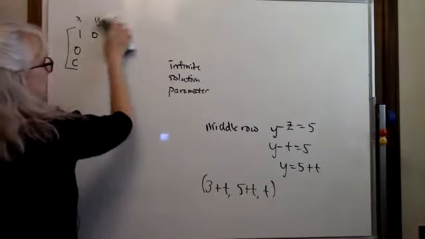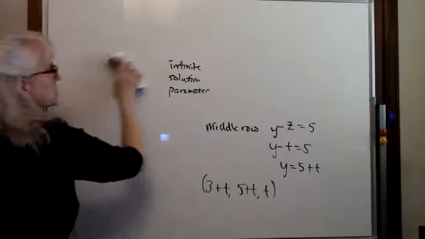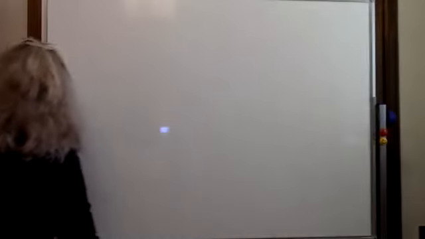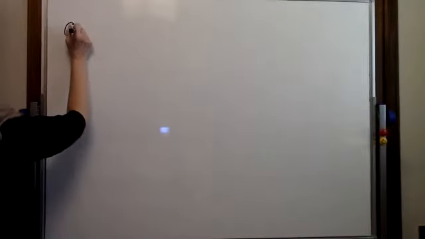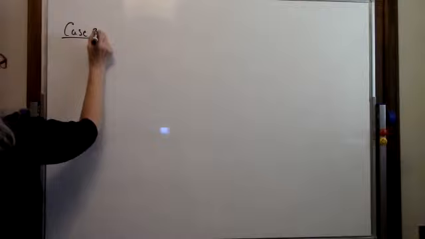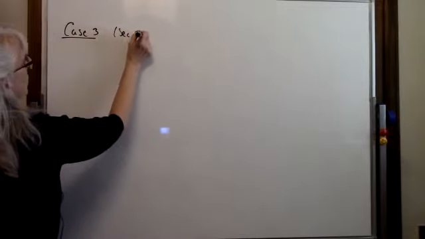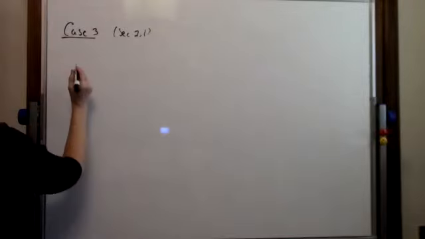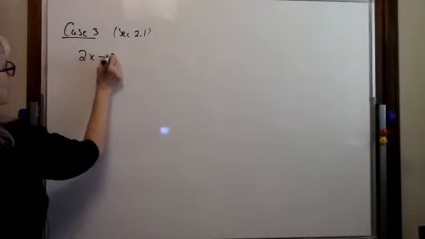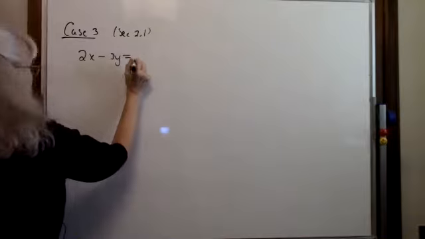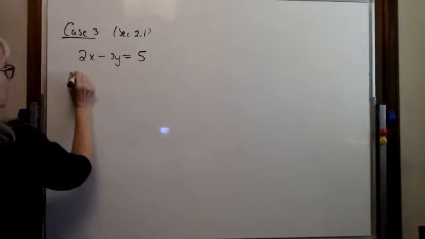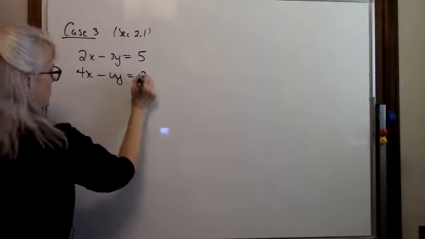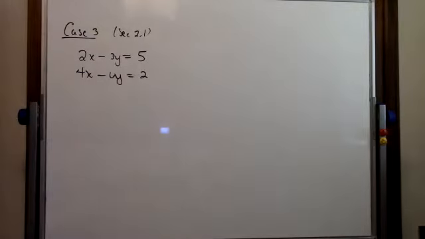So this was case 3 from the lecture in section 2.1. Case 3. And again, that's from the section 2.1 lecture that I'm referring to. Our system this time is 2x minus 3y is equal to 5. I also have 4x minus 6y is equal to 2. So let's go do a row reduction on this one.